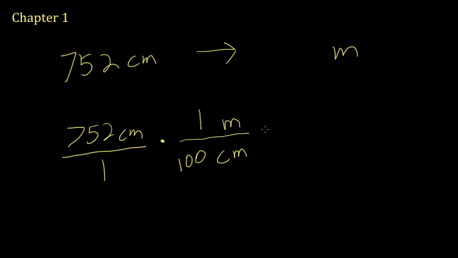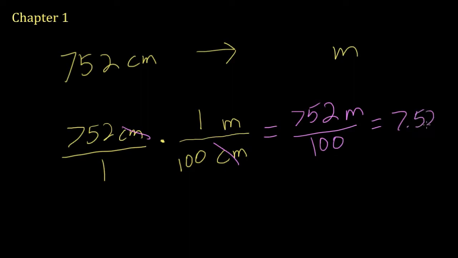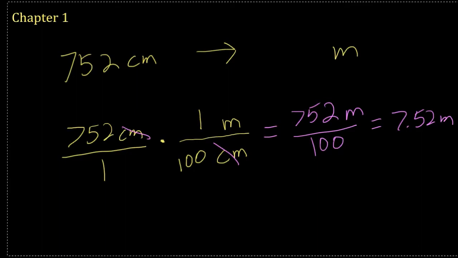So, when we just multiply across, 752 times 1 is 752. Centimeters cancel centimeters, so we're left with meters, and then 1 times 100 is 100. So we end up with 7.52 meters, and we've just converted. So that's not bad. Let's do one more real quick example.